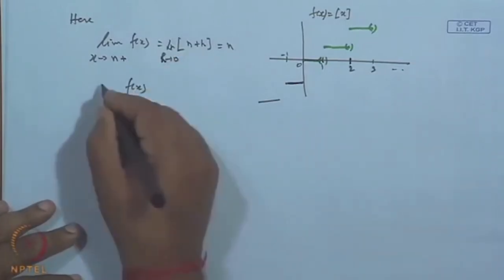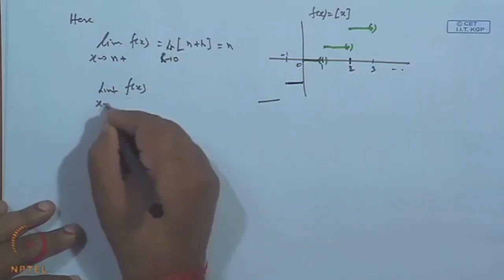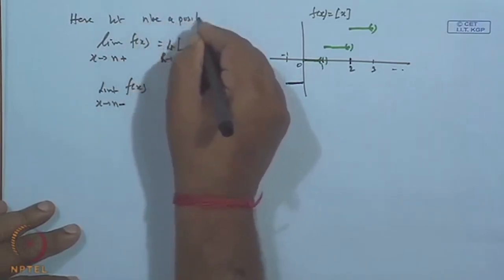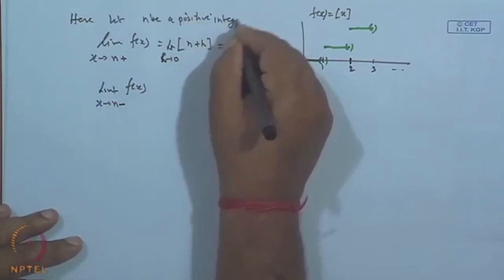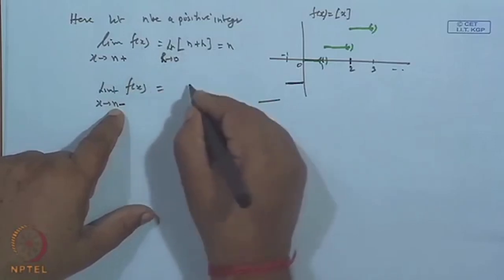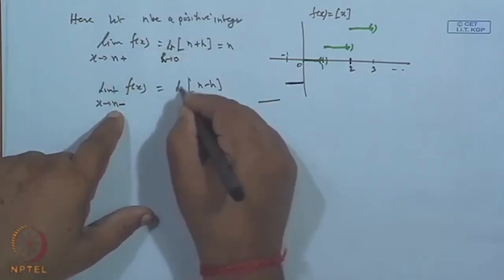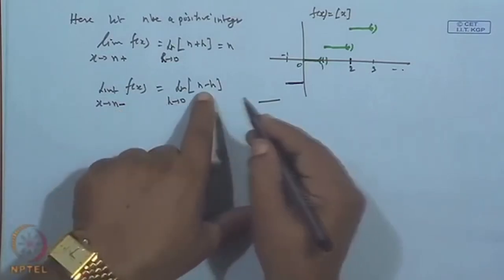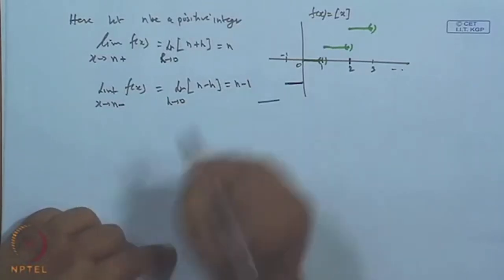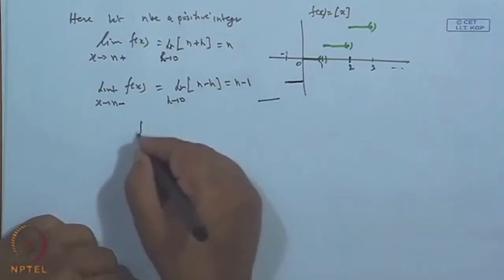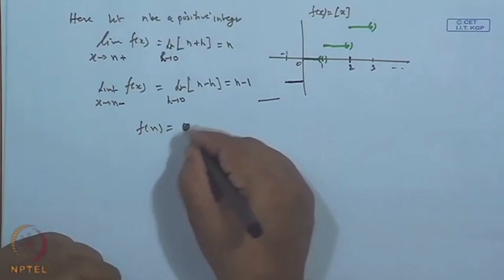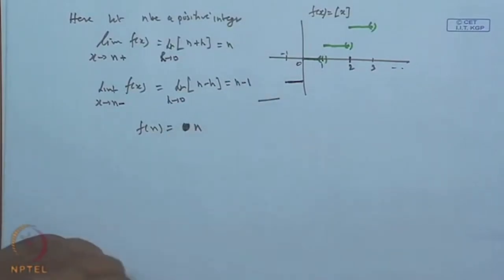So the limit of this, when you take n plus 0, is n. Now the limit of this function from the left hand side, x tends to n minus, n is an integer. Let n be a positive integer. I am just taking any integer, but let us take a positive integer. Then the left hand limit will be n minus h and limit h tends to 0. But n minus h is strictly less than n, so it lies in the interval n minus 1 to n. So this limit will come out to be n minus 1. Is it not? And what is f of n? f of n will be the integer, so it is n.